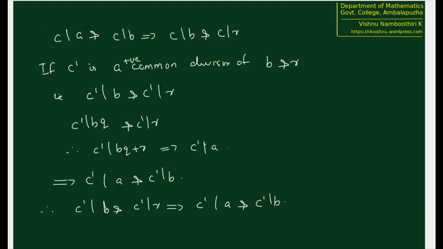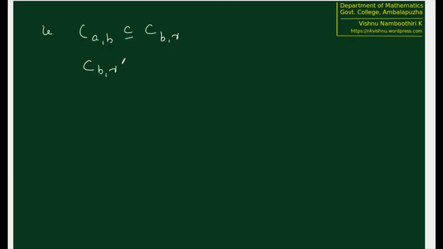See, in the previous step, we have taken C dash, a common divisor of B and R, and we got that to be a common divisor of A and B. So C(B,R) is a subset of C(A,B). So since these two sets are subsets of each other, they together imply that the set of all common divisors of A, B and the set of all common divisors of B, R are exactly the same.